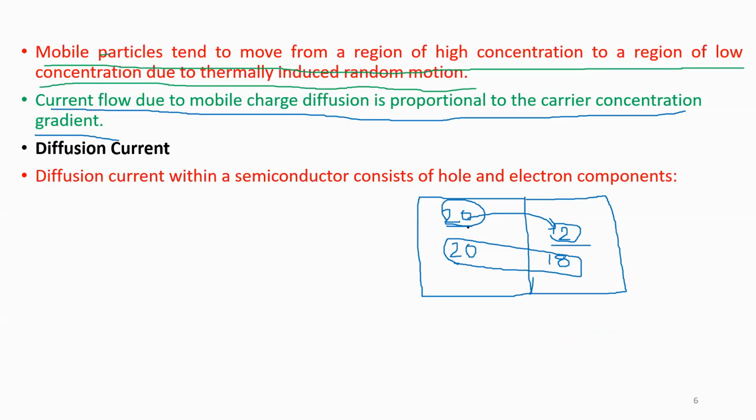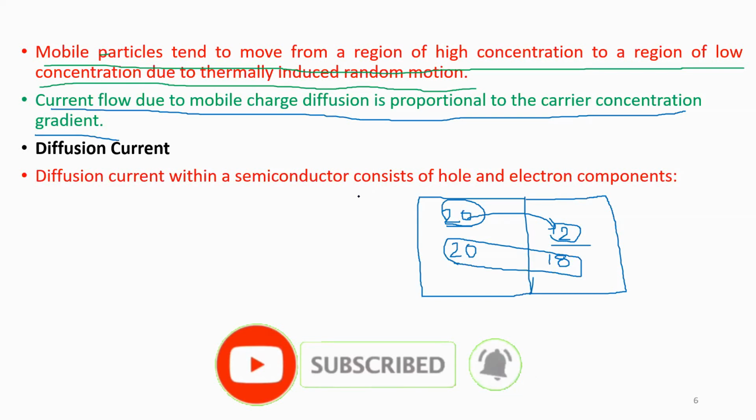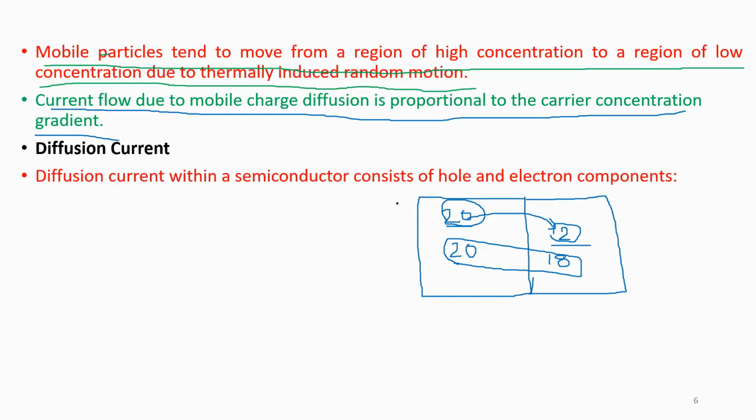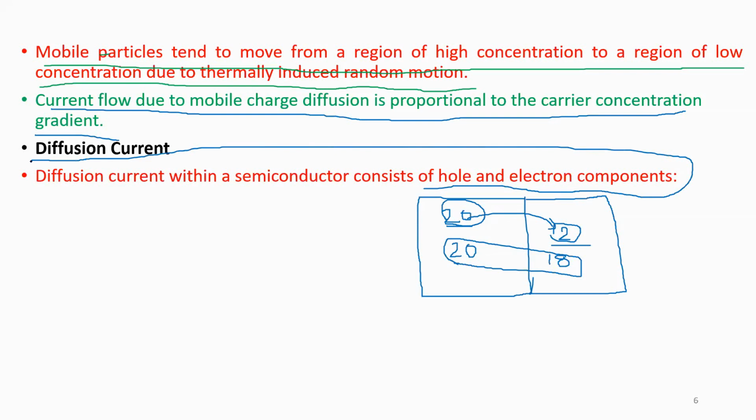Yes. Okay, then diffusion current. Diffusion current within a semiconductor consists of two components. It is not the case that only electrons will move. Holes will also move, because generation and recombination are always involved in the process. Holes are being generated, electrons help neutralize them, and so on. So diffusion current within a semiconductor consists of hole and electron components. Both of them are involved. It is not an individual thing.